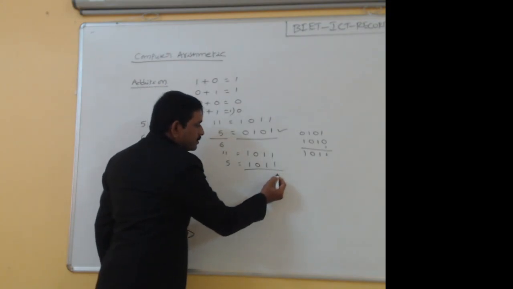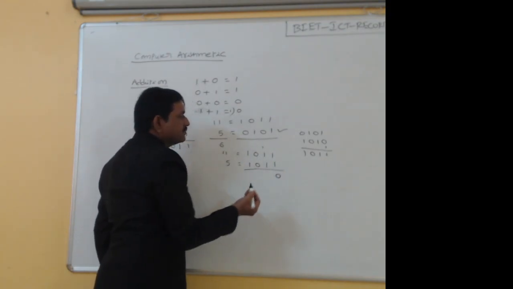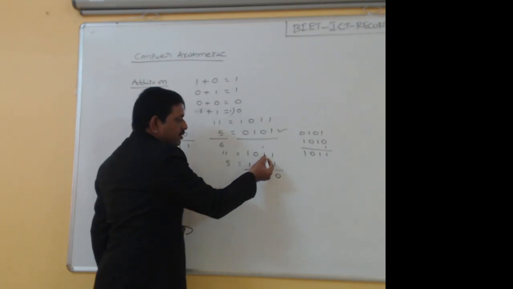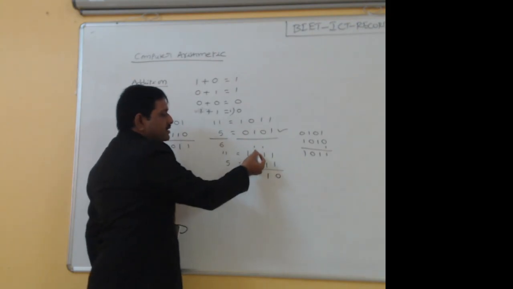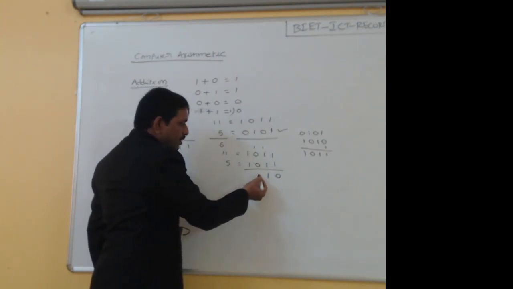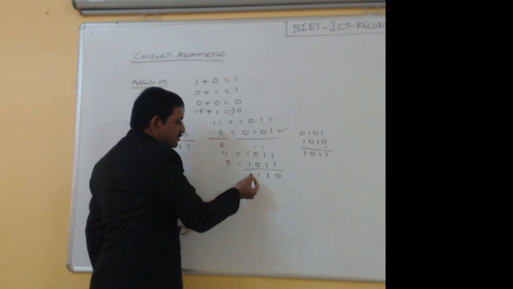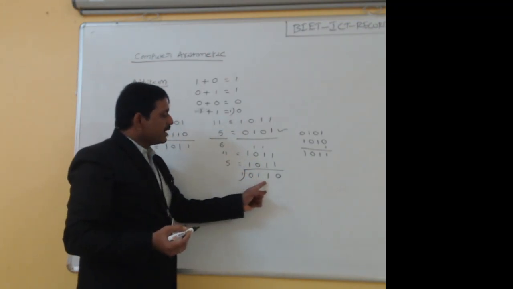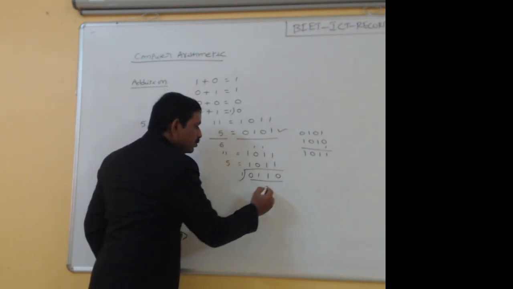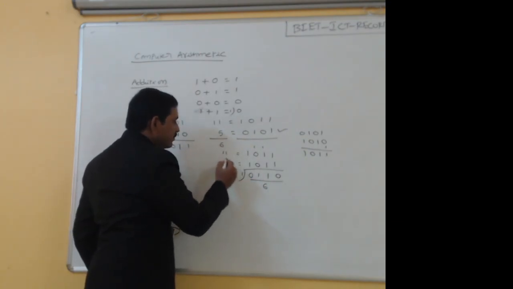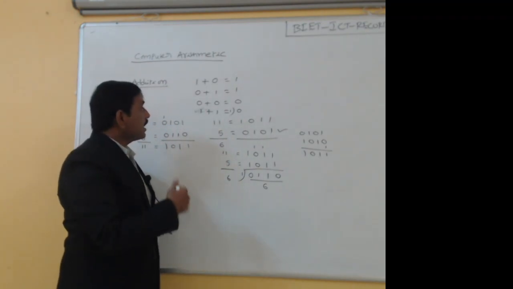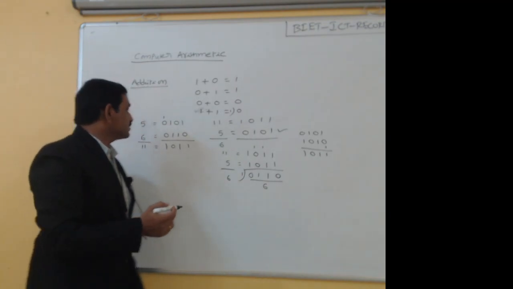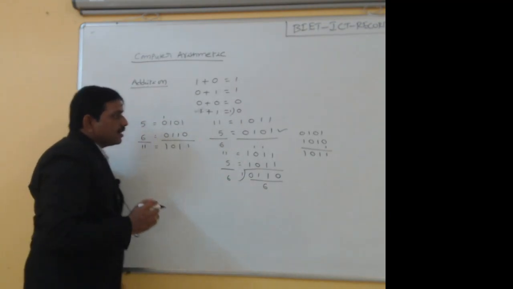Adding, 1 plus 1 is 0, carry is 1, and so on, the carry is forwarded. Then the remaining 4 bits give a value equivalent to 6. So 11 minus 5 is equivalent to 6. Likewise, addition and subtraction. Then another example.